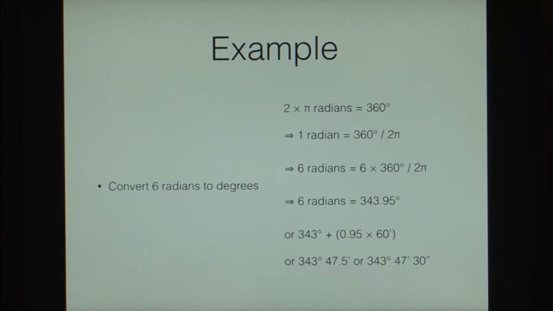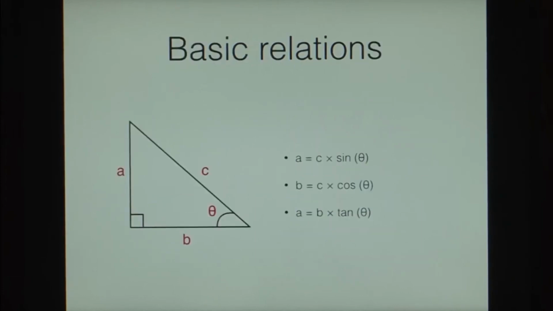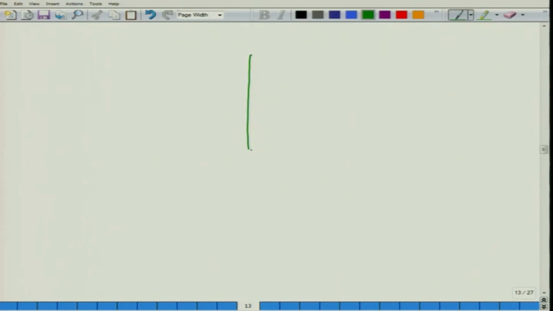Now, let us look at some basic relations of trigonometry. In the case of trigonometry, we start with a right angled triangle.